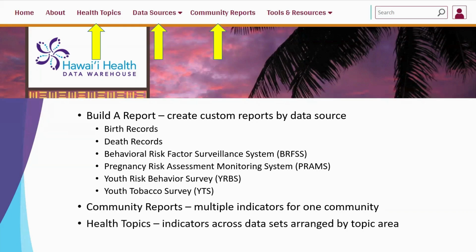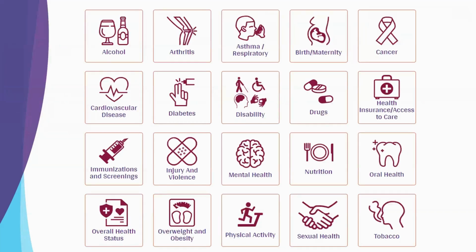The health topics module is a good place to start when you know your subject matter, but aren't really sure which surveillance systems have information relevant to your topic area. We launched the health topics module in 2019 with 10 topic areas and have since added 10 more for a total of 20 topics. So here you can see all 20 topics available, from alcohol to tobacco.